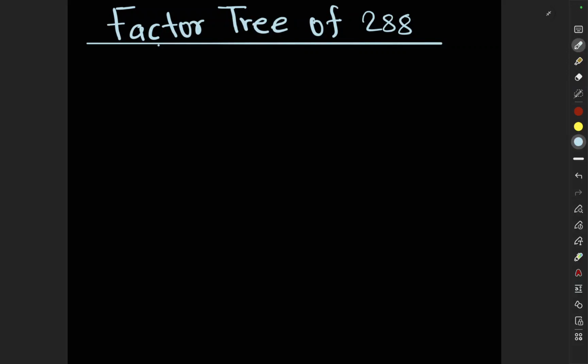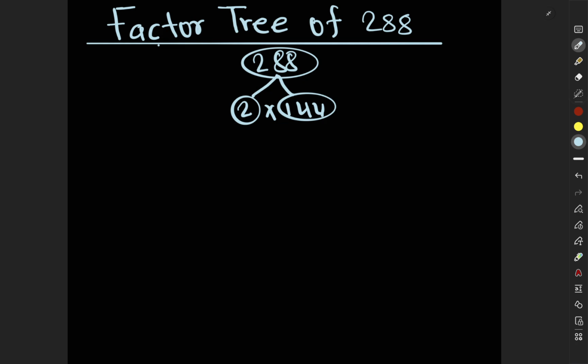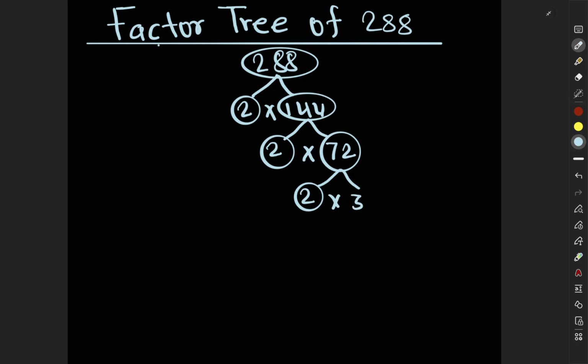Factor tree of 288. So 288 can be written as 2 times 144. Now 144 can be written as 2 times 72. 2 times 72 means 144. So 72 can be written as 2 times 36. 2 times 36 means 72.